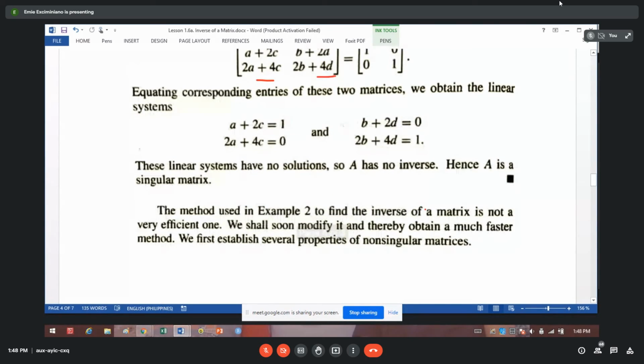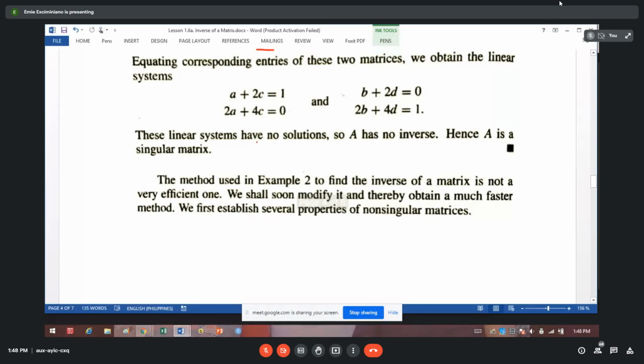And then, tingnan nyo dito, upon computing, eliminating some symbols, obviously, wala siyang solution. So, A has no inverse. Therefore, A is a singular matrix. Wala siyang inverse eh. Paano yon?